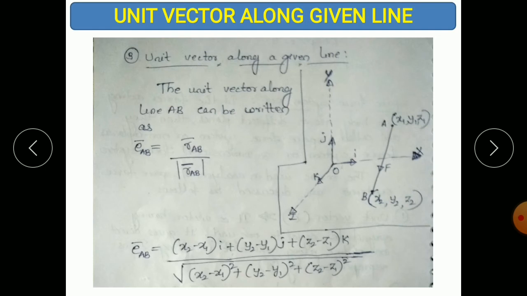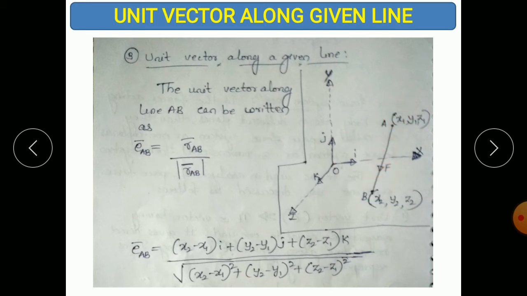So next is the unit vector along a given line. So how to write the unit vector along the given line? The unit vector along the given line AB can be written as, you just see here, same figure, previous figure, A and B. So force is acting from A to B.